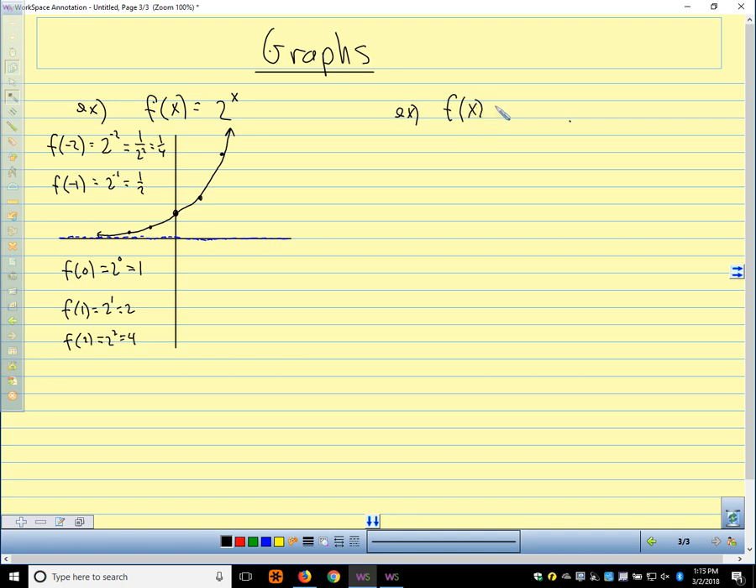F of x equals 2 to the negative x. Now before we graph here, I want to write this in a couple of different ways. 2 to the negative x is the same as 1 over 2 to the x, which is the same as 1/2 to the x. All three of these things mean the same thing. So it's going to be important to be able to recognize these three all as the same thing. All right, so let's graph this one.